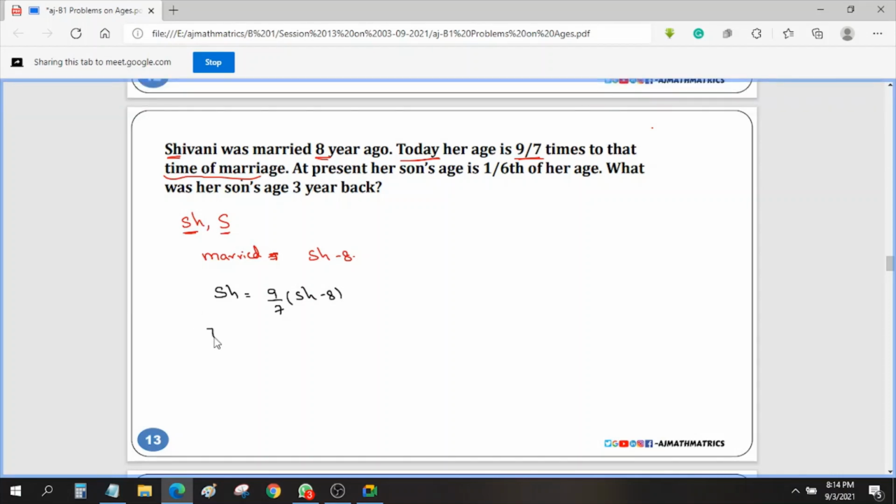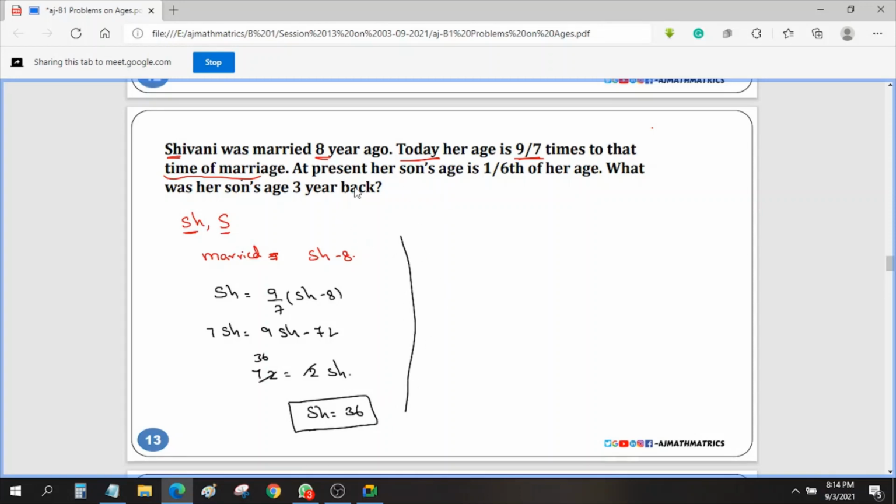So I am just solving here. 7SH equals 9SH minus 72. Take 7SH to this side and 72 to that side. 72 will become positive, and this will become 2SH. 2 ones are 36. So Shivani's present age is 36.